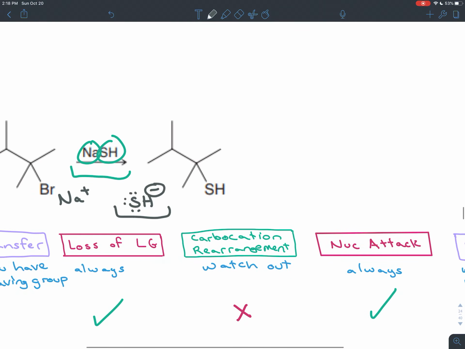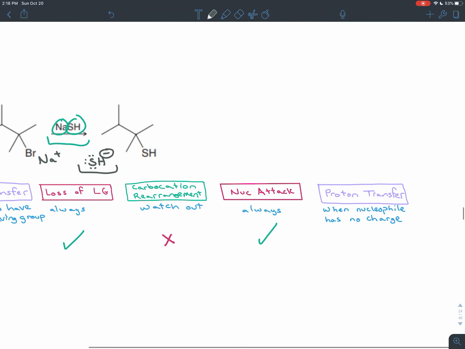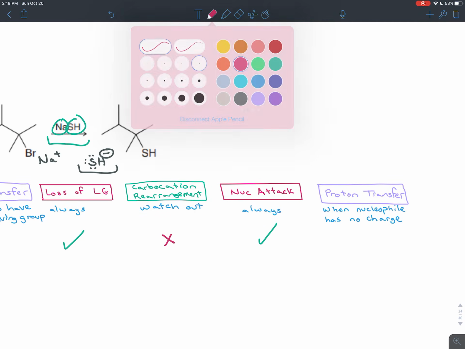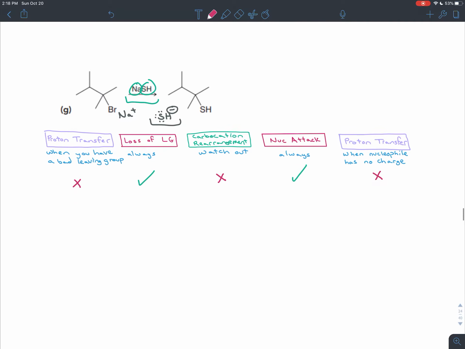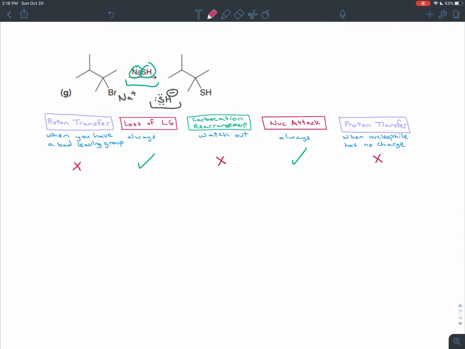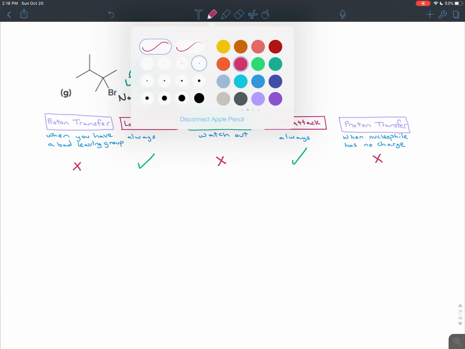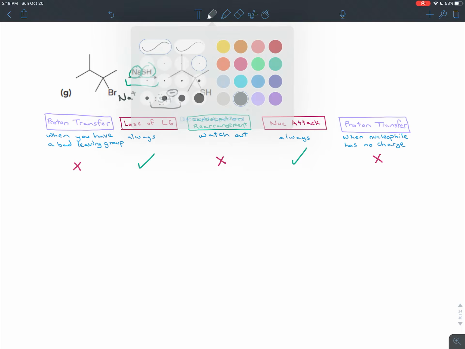In the meanwhile, this SH minus, that's going to be our nucleophile. And that has a full negative charge. We only have to do this proton transfer at the end if the nucleophile has no charge. Because the nucleophile has a full negative charge, we don't have to do that. So this is about the simplest Sn1 mechanism that you could do. You only have loss of a leaving group and nucleophilic attack.